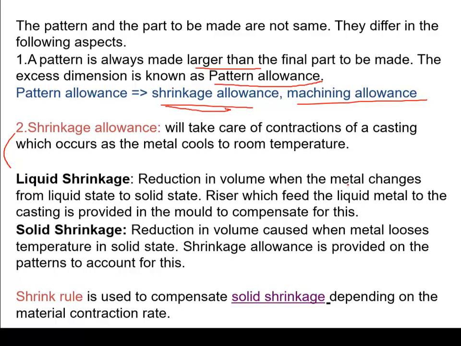Liquid shrinkage is the reduction in volume when the metal changes from the liquid state to the solid state. Before the solid state, there is shrinkage in the liquid state only, and that shrinkage is known as liquid shrinkage. And what is solid shrinkage? Solid shrinkage is the reduction in volume caused when the metal loses temperature in the solid state only. It means the liquid metal is poured and converted into solid, but the temperature is still higher. If the temperature is reduced to room temperature, the size is further decreased because of solid shrinkage. So there are two shrinkages: liquid shrinkage and solid shrinkage.